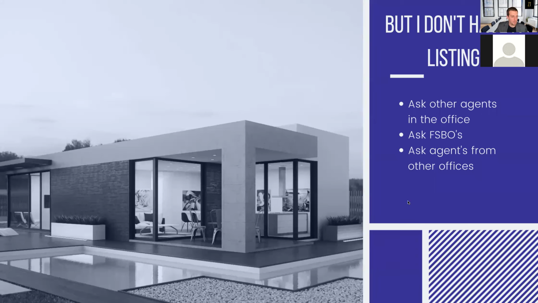And then a common objection I've heard from some agents is, but I don't have a listing. So what I would do early on is these three points. I would ask other agents in the office, hey, can I run an open house for you? I'd ask for sale by owners, or I'd even ask agents from other offices if I could run an open house for them. And oftentimes I was surprised how many would actually let me do that.